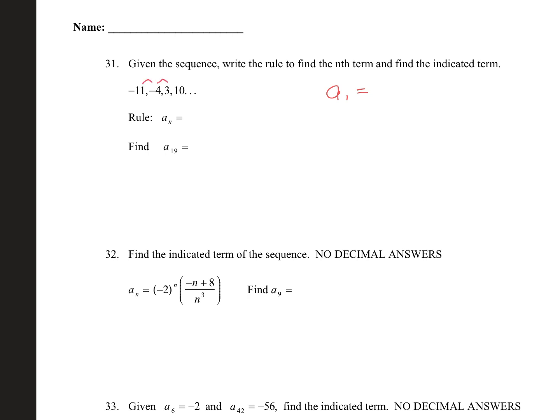How did I get from negative 4 to 3? How did I get from 3 to 10? Plus 7. Is this an arithmetic or geometric? Arithmetic, because you're adding. Good. So your common difference is 7. Your first term is negative 11.